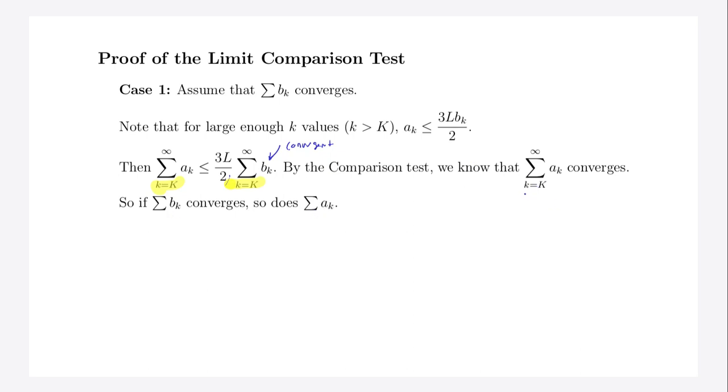Now notice, in this one I have my index starting at capital K, and here I could start at like k equals 1 up to infinity. Because all the beginning terms don't really impact convergence or divergence, it's just the ending terms. It's just the stuff really far into our series that impacts convergence or divergence.